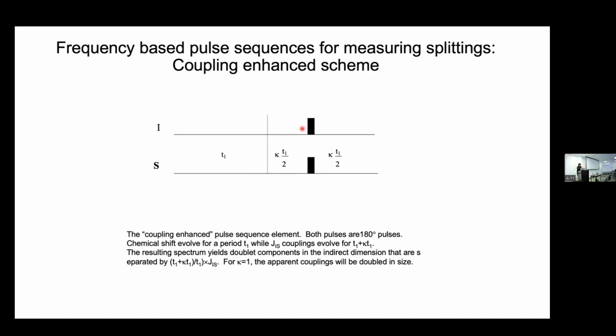So what is the total scalar coupling evolution? It's T1 plus kappa T1. Let's just make kappa equal to 1. What I find is my chemical shift evolved for T1, but the J coupling evolved for 2T1. 2T1, because kappa is 1. So you're going to add T1 over 2 plus T1 over 2. That gives you another T1 plus T1, so you get 2T1.